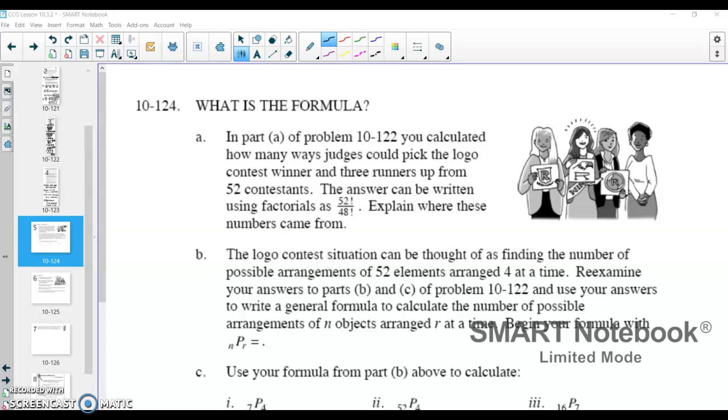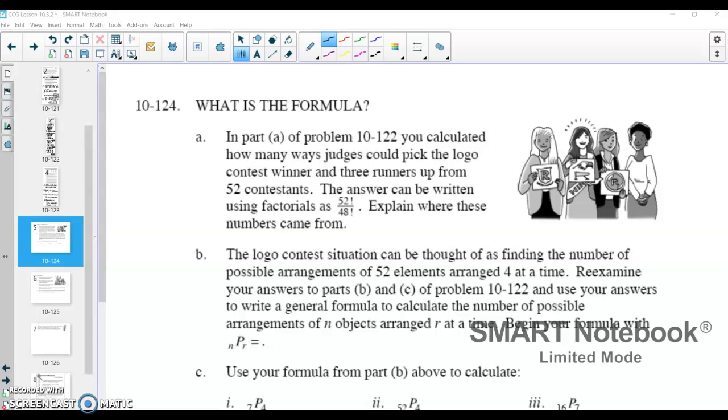All right, here's the part 3 video for lesson 10.3.2. I promise to keep it short, but we have an important one here: learning the formula nPr, which is pretty much just our permutation formula that we can use to calculate these problems.